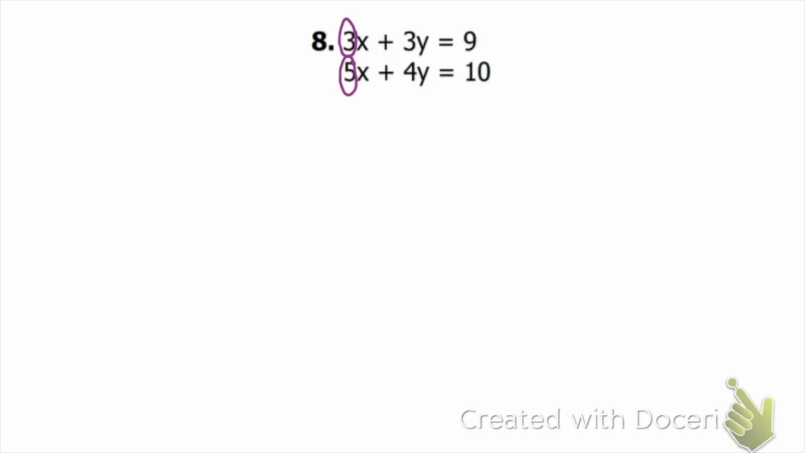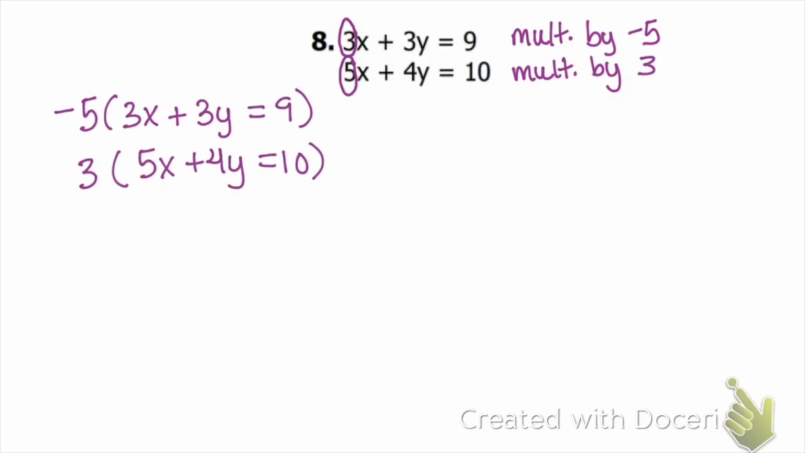So if we see there we have a 5 in the opposite, if we multiplied the first equation by negative 5, we would be able to get negative 15. And if we multiply the bottom equation by a positive 3, we would get a positive 15. So that when we add a negative 15 and a positive 15, you would get 0, which is our goal to get rid of the x term. So let's go ahead and do that.